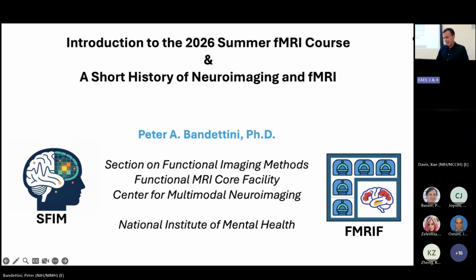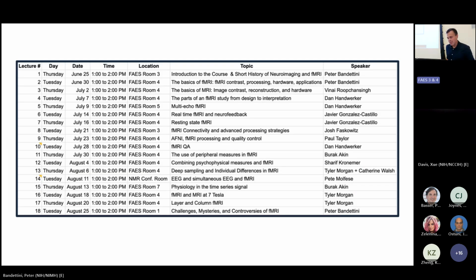So just to begin, this course is 18 lectures long, and it will cover everything from the basics of fMRI, MRI, some more advanced topics in fMRI like multi-echo fMRI, real-time fMRI with neurofeedback, resting state fMRI, which is a lot of fMRI connectivity mapping, different ways of processing the data, different ways of making sure the data are high quality, use of peripheral measures with fMRI, and then combining psychophysical or physiologic measures, and also more advanced topics still, looking at deep sampling, like averaging like crazy with fMRI, simultaneous EEG, physiology in the time series signal, and then high field strength and layer and column fMRI.